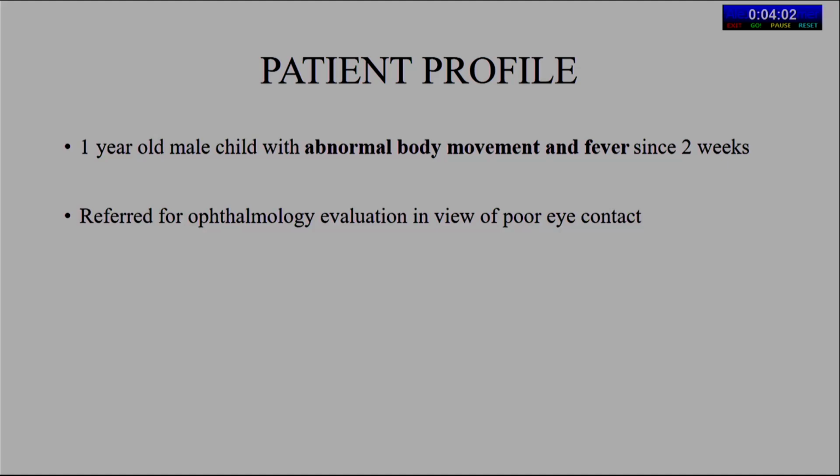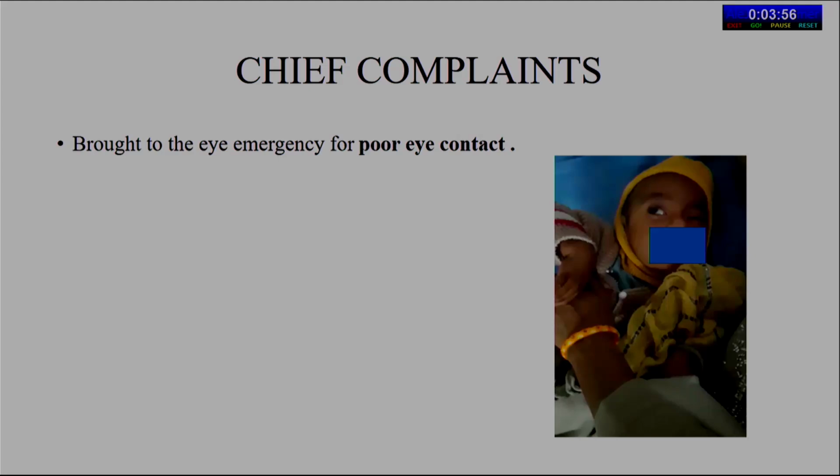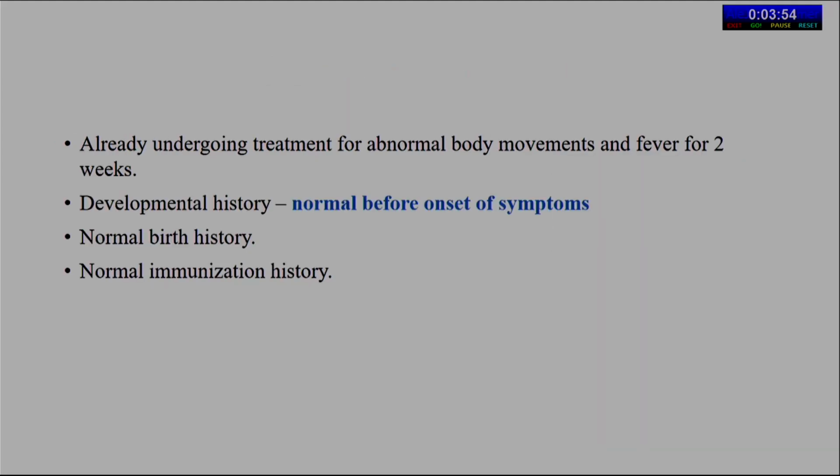After the stabilization of the symptoms, the patient was referred to ophthalmology for poor eye contact. So he presented to us with poor eye contact, already undergoing treatment for abnormal body movement and fever. The developmental history was normal before the onset of symptoms. There was normal birth history and normal immunization history. Past history was also not significant.